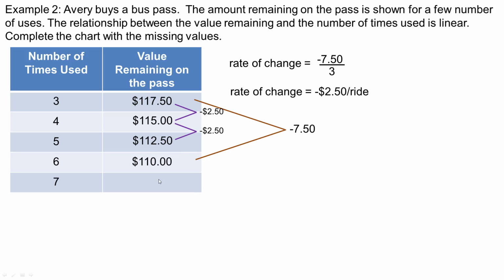And then to get the last one, it's $2.50 off of the $110 that was left after 6 uses. So that would be $107.50. So that's how you can find those 3 missing values. So this is one of the questions that wasn't a multiple choice.